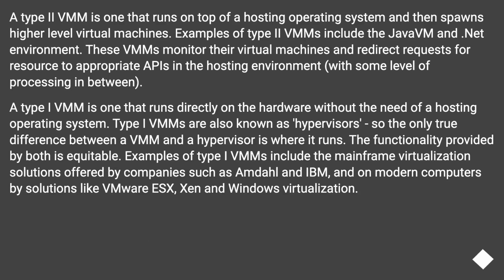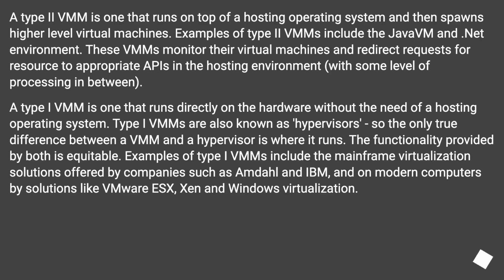A Type 2 VMM is one that runs on top of a hosting operating system, and then spawns higher-level virtual machines. Examples of Type 2 VMMs include the Java and .NET environment. These VMMs monitor their virtual machines and redirect requests for resources to appropriate apps in the hosting environment, with some level of processing in between.